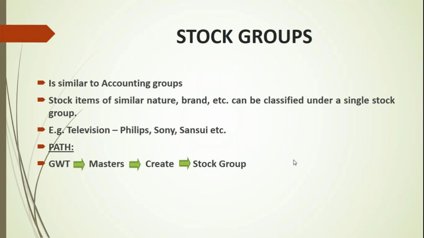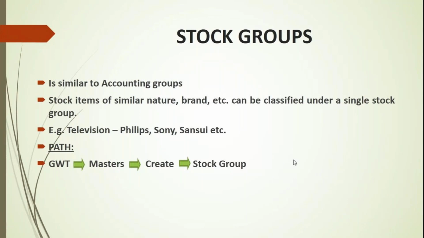So here I've given a small example. If I take television as a stock group, I can of course add Philips TV, Sony, and Sansui TV under the stock group of television, because Philips, Sony, and Sansui become stock items, the respective TVs, so they can be categorized under the stock group of television. Here we have the path: under Gateway of Tally, Masters, Create, we have the stock group.